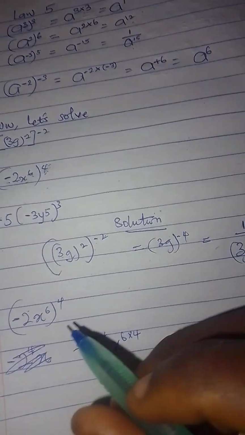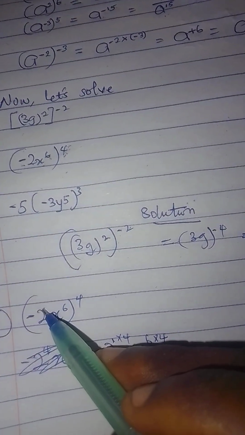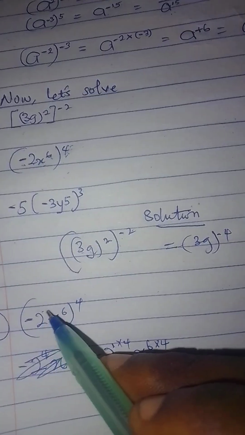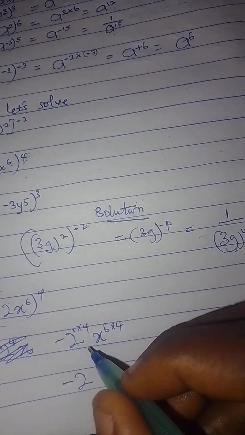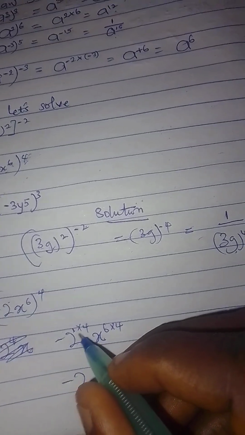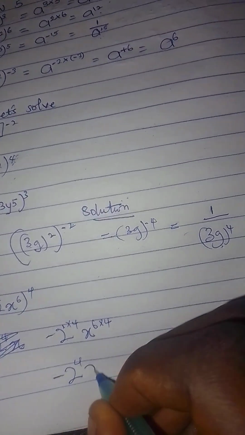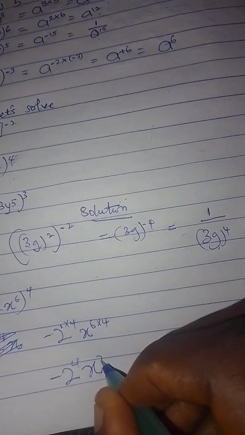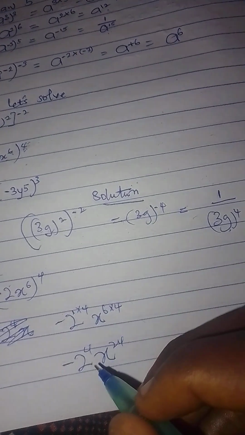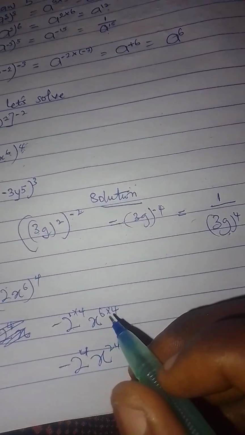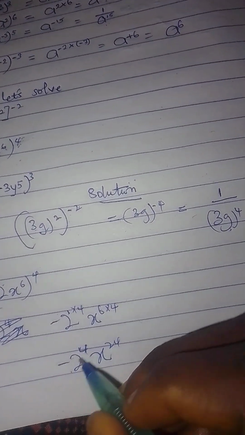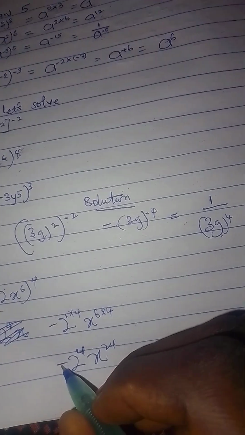Where did I get this 1 from? When there's no index written, there's 1 there. Okay, so that means I'm going to have minus 2 raised to the power 4, 1 times 4 is 4, then x raised to the power 24. Is that clear? So this is minus 2 raised to the power 4. Take note, this is a law in mathematics, a general law. When the base has an even index, the minus sign will go.